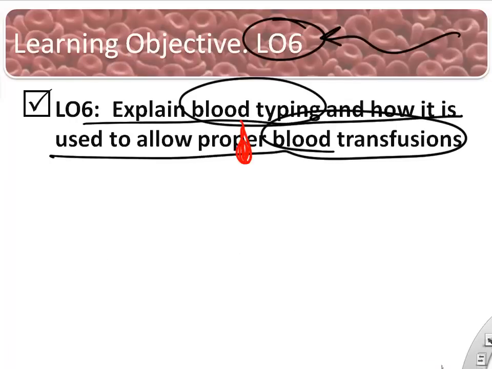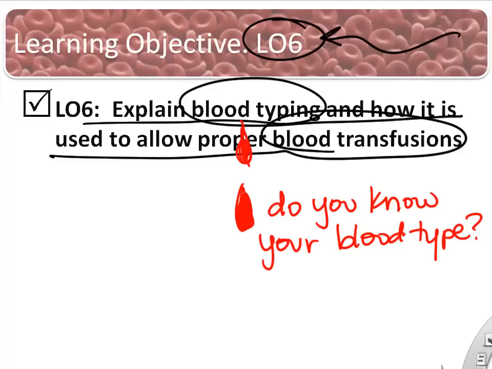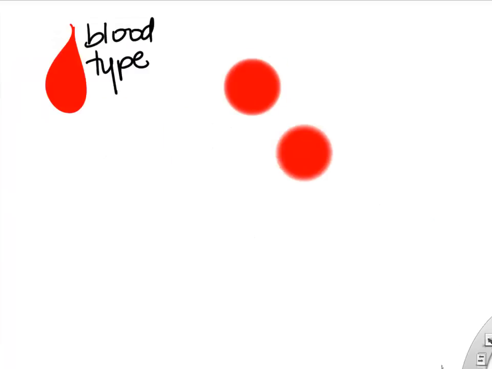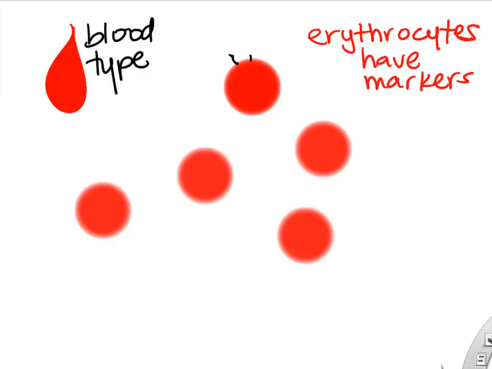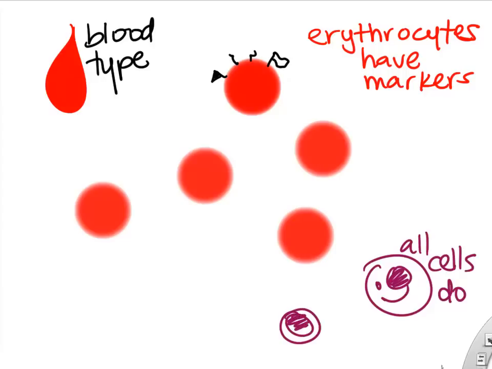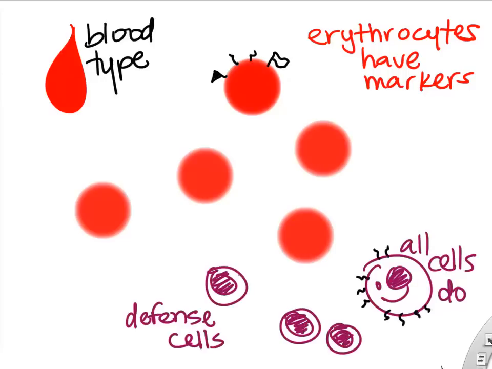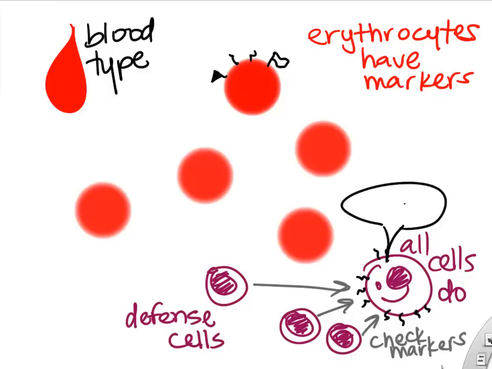The final learning objective, we're going to cover blood type and blood transfusions. So what does it mean to know your blood type? Well, blood type is based on markers that our little erythrocytes make. And so markers, if you want to think of them, are little identification molecules that can be carbohydrates or proteins. All the cells in our body make little identification markers that our defense cells can check and see if your cell is healthy and belongs there, or to detect cancer.